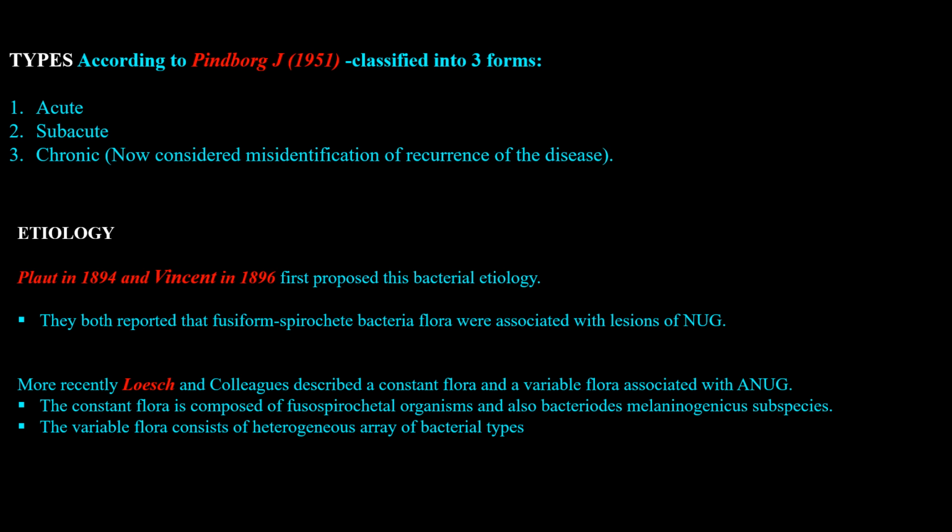They said that fusiform spirochete bacterial flora was the one associated with the necrotizing ulcerative gingival lesions. Then, Loesche and colleagues described that there could be two different types of flora associated with ANUG. One is a constant type of flora, where there are fusospirochetal organisms along with Bacteroides melaninogenicus subspecies, and there could be a variable flora where heterogeneous types of microorganisms are present.